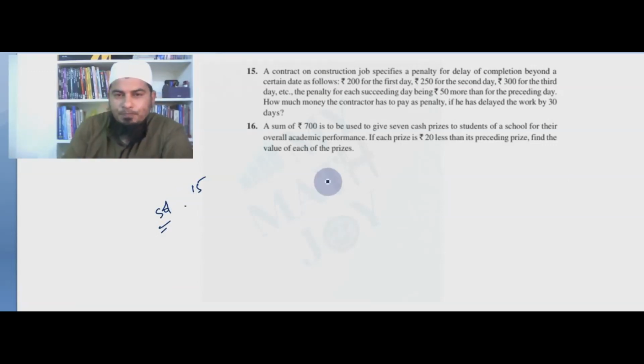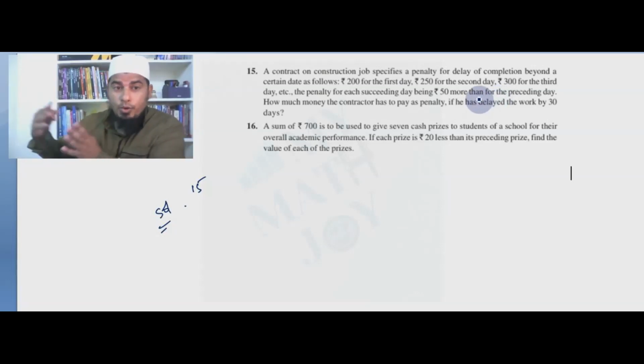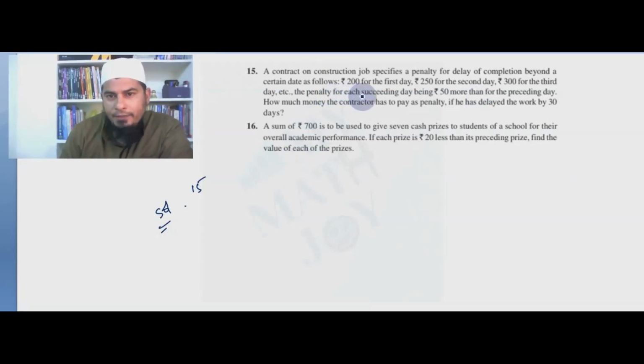A contractor on a construction job specifies a penalty for delay of completion beyond a certain date as follows. Rupees 200 for the first day delay and 250 for the second day delay, and as we are having more delays, more fine has to be paid by the contractor. The penalty for each succeeding day is rupees 50 more than the preceding day. So it tells clearly that it is an AP. How much money the contractor has to pay as penalty if he delays the work by 30 days?